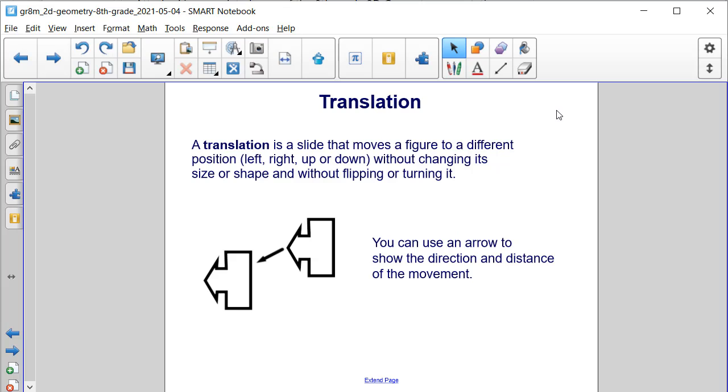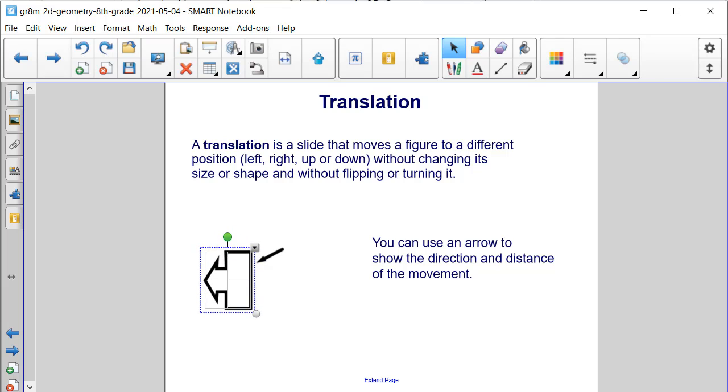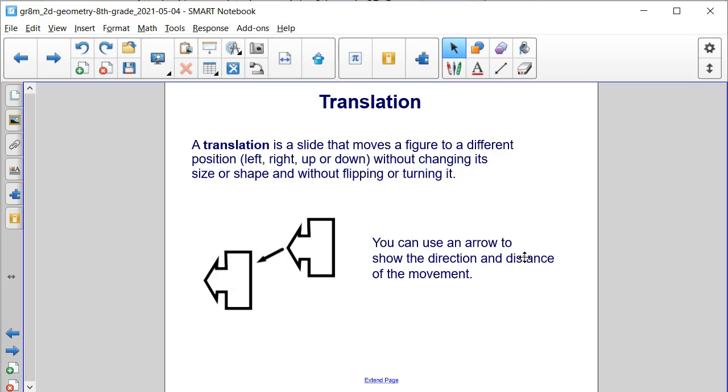So what is a translation? Well, a translation is a slide that moves a figure to a different position, either going left, right, up, or down, and it can also be a combination of any of those directions. And it doesn't change the size or shape of the figure, nor does it flip it or turn it. It just takes it and slides it to the new one. You can use an arrow to show the direction and distance of a movement.